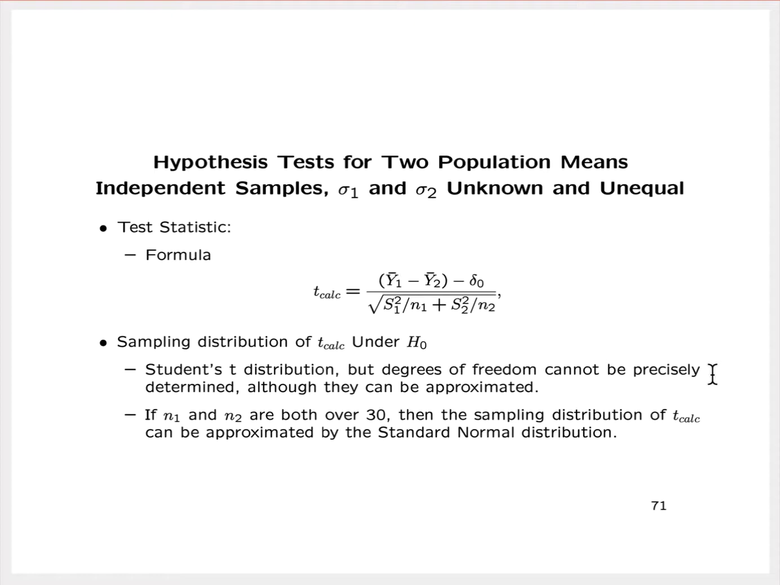But before we go there, I will just say that one approach to performing this kind of a test, if the sample sizes are both greater than 30, would be to use the standard normal distribution as the reference distribution. Because in that case, when both of the sample sizes exceed 30, then the sampling distribution of t-calc under the conditions of the null hypothesis is close to the standard normal distribution.